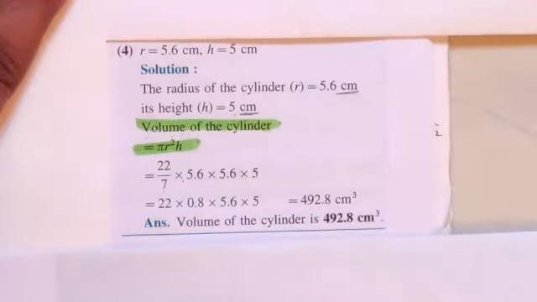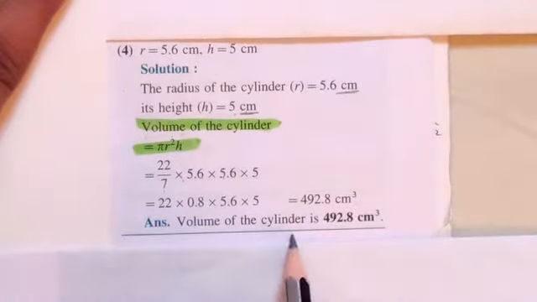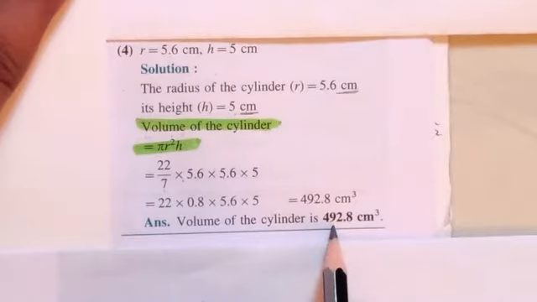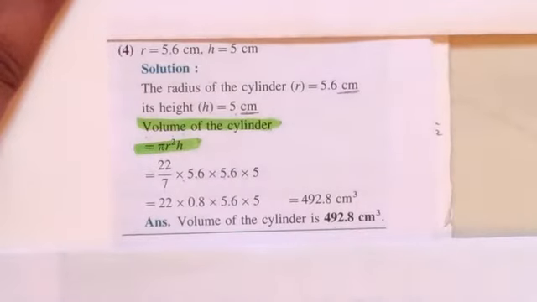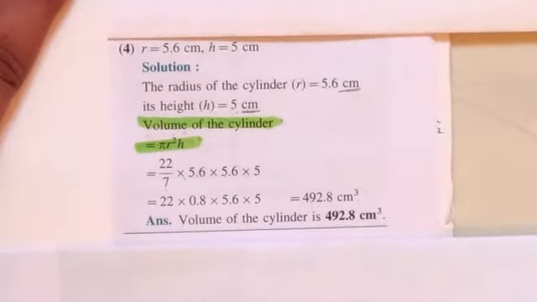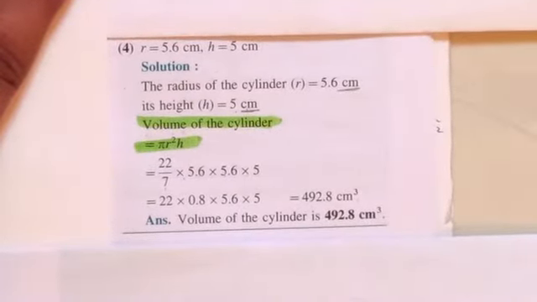Let's write the answer in words. Volume of the cylinder is equal to 492.8 centimeter raised to 3. Let's take the screenshot and write it systematically in your notebook.